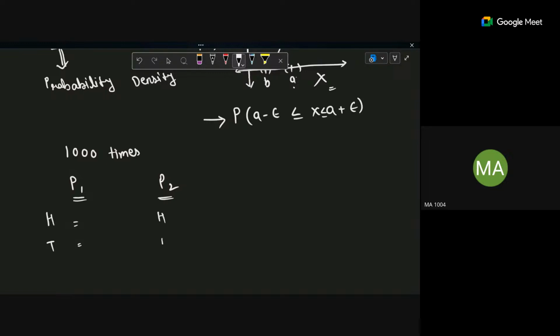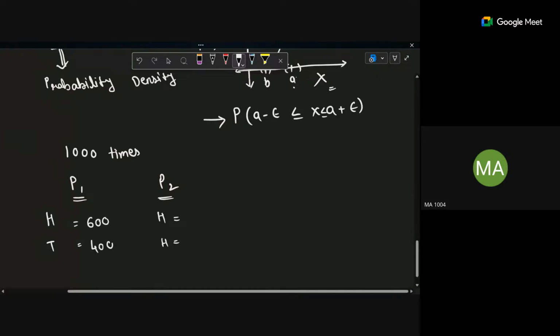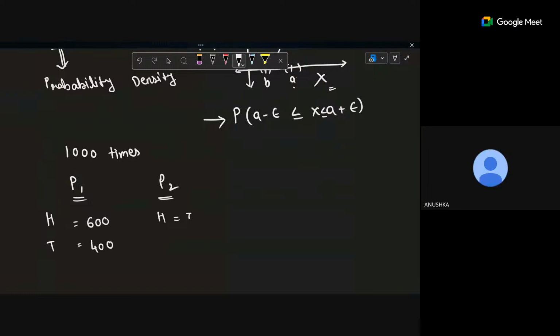Is it understood? It may be possible that P2 will get 600 times head and 400 times tails. Are you getting this point? Yes, ma'am. And with person 2, it may be possible that head is coming 300 times and tail is coming the rest of the 700 times, right? That's what the distribution of x is.